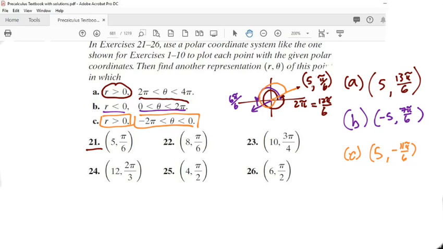And those are all your answers. Oh, so pretty. These are the same point. Even though they look different, they're all the same point. Polar coordinates. Interesting. Can't do that with rectangular coordinates.